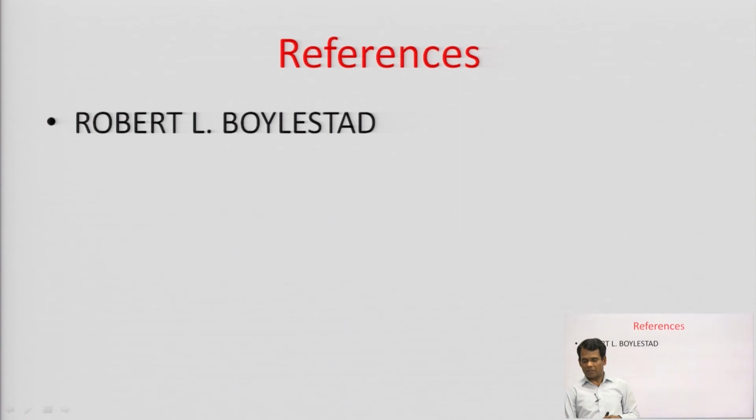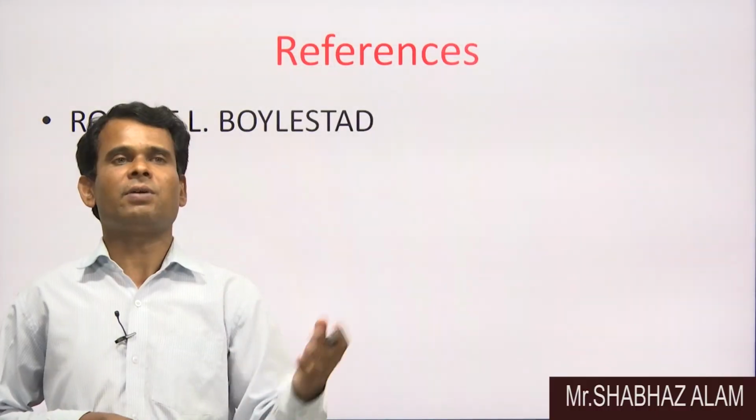So okay guys, this is all about the 13 clipper circuits, 13 types of clipper circuit. 6 is the series clipper and 7 is the parallel clipper.